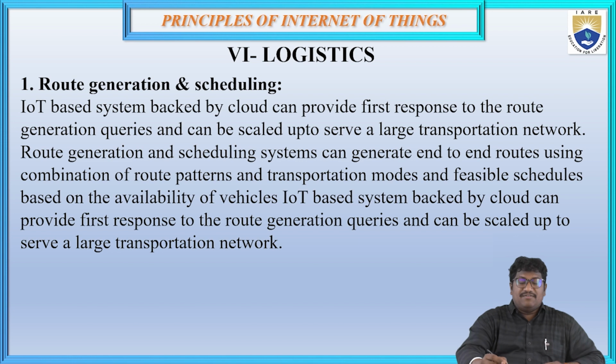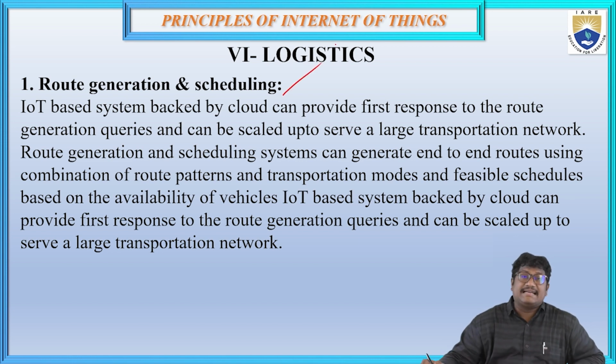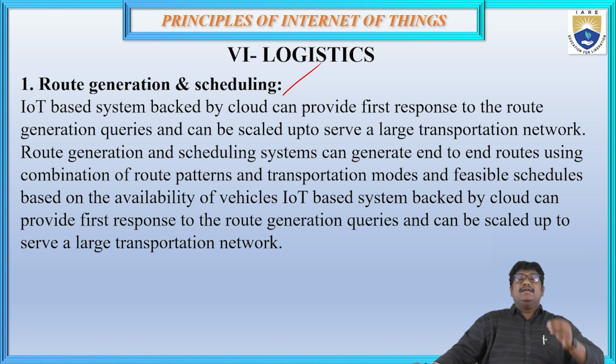Those things are, the first one is route generation and scheduling. This route generation and scheduling is playing a major role in smart logistics. How are we going to generate the route and how are we going to schedule a particular product properly in smart logistics? This is how things are going to happen in our IoT based system, which is the first response to the route generation queries which are raised.